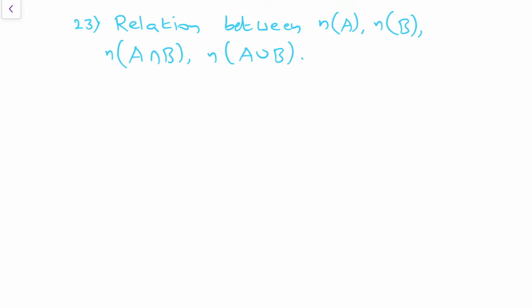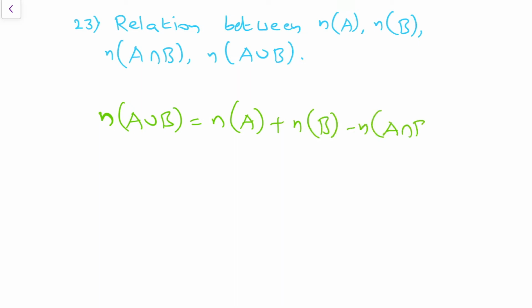So, you remember this. That is, n(A union B) is equal to n(A) plus n(B) minus n(A intersection B). This is the formula, or else the relation between all those 4. n(A union B) equals n(A) plus n(B) minus n(A intersection B). Very easy also to remember.